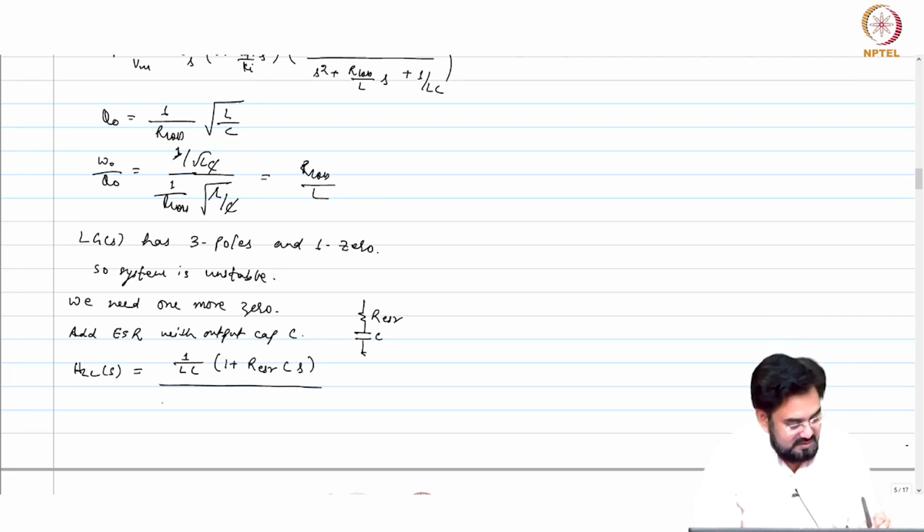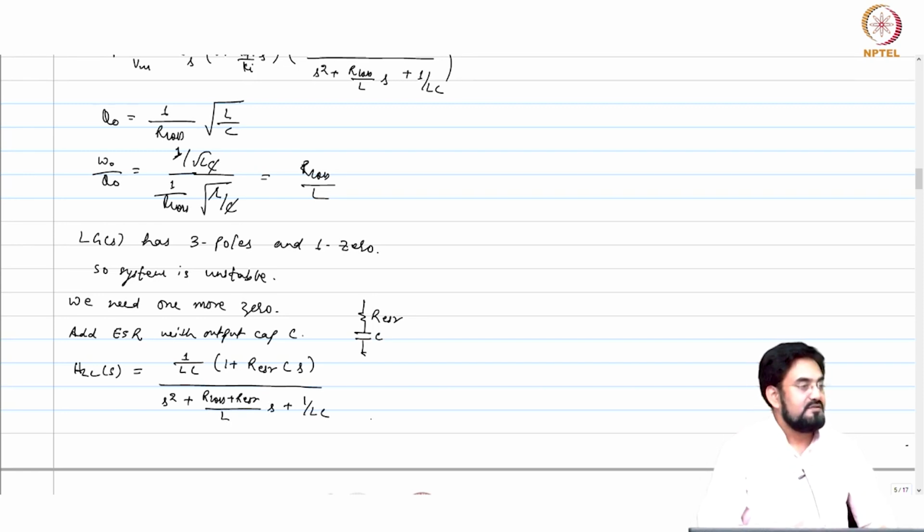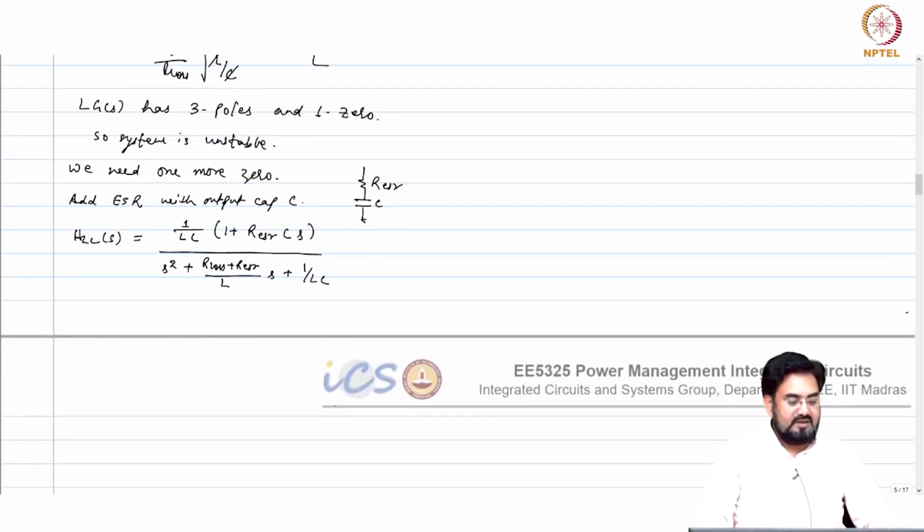Denominator, what changes? Okay. You can derive this. So the Q will become a function of RESR. So the R loss and RESR will get added there. So your resonance frequency is not changing. The two things changing are your frequency response, because now you have a zero, and your Q factor.